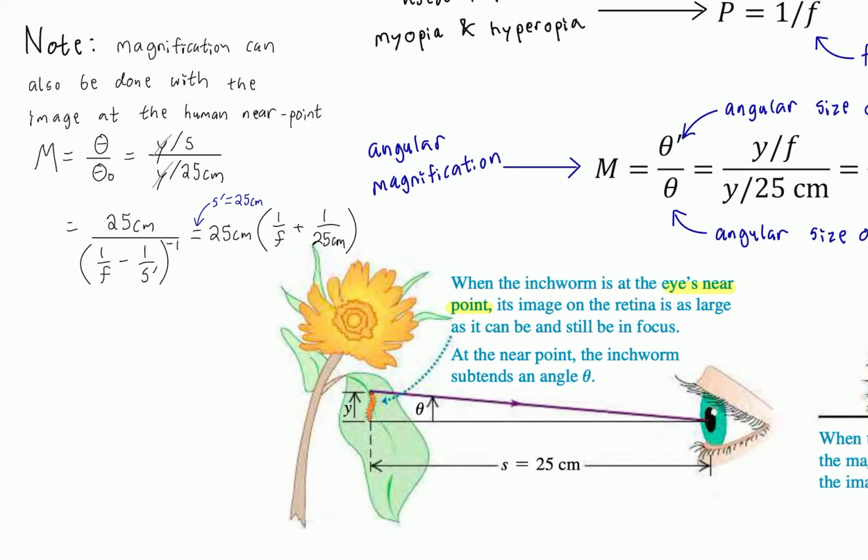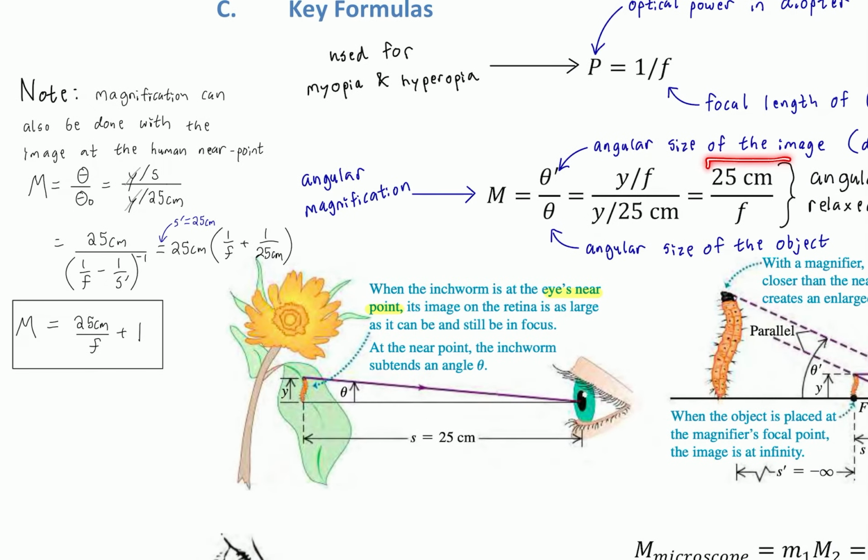But here's the interesting thing. Once we distribute that 25 centimeter value in, we then find that the angular magnification is 25 centimeters over the focal length of the lens, right? Which should look familiar, because that's the result we got for the relaxed eye. But then we just get one more factor of magnification.